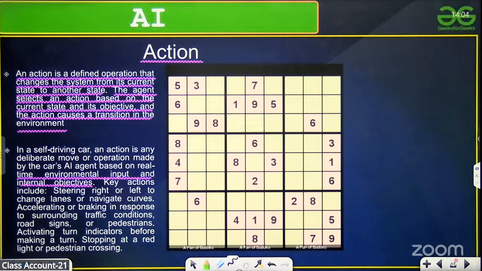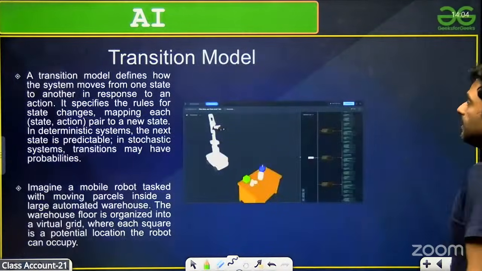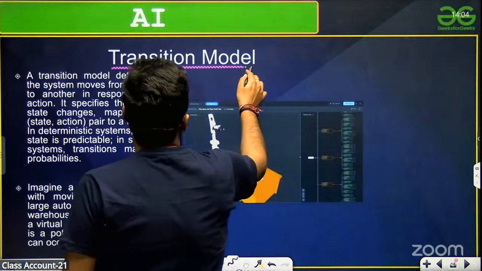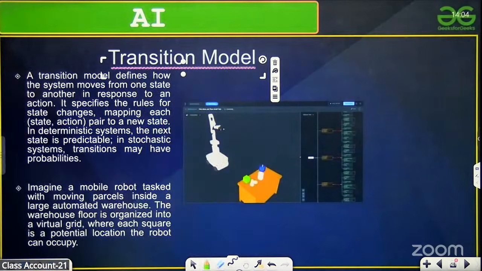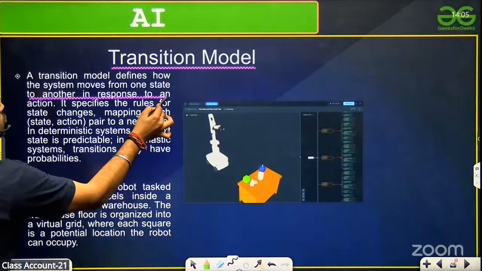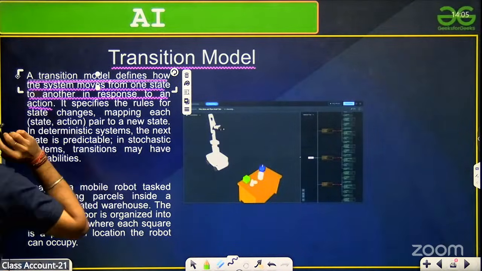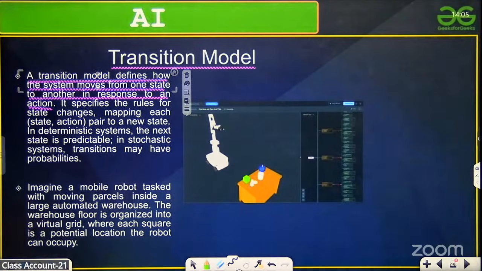ओके, चलिए. Then the next thing, transition model. So a transition model defines how the system moves from one state to another in response to an action. So what is a transition model? How the system moves from one state to the other in response to an action.